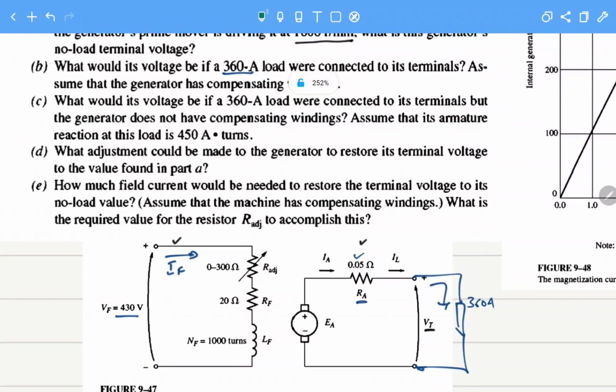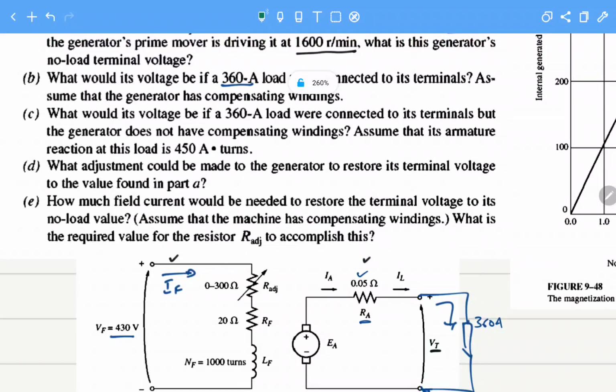Okay, the next part, part C, talks about the generator not having any compensating windings. So this is related to armature reaction, and we will not be considering this scenario.